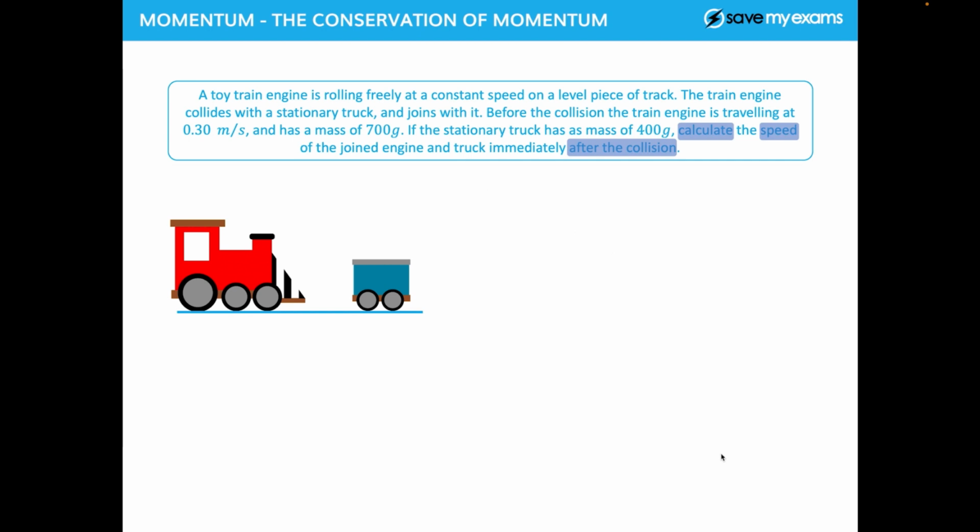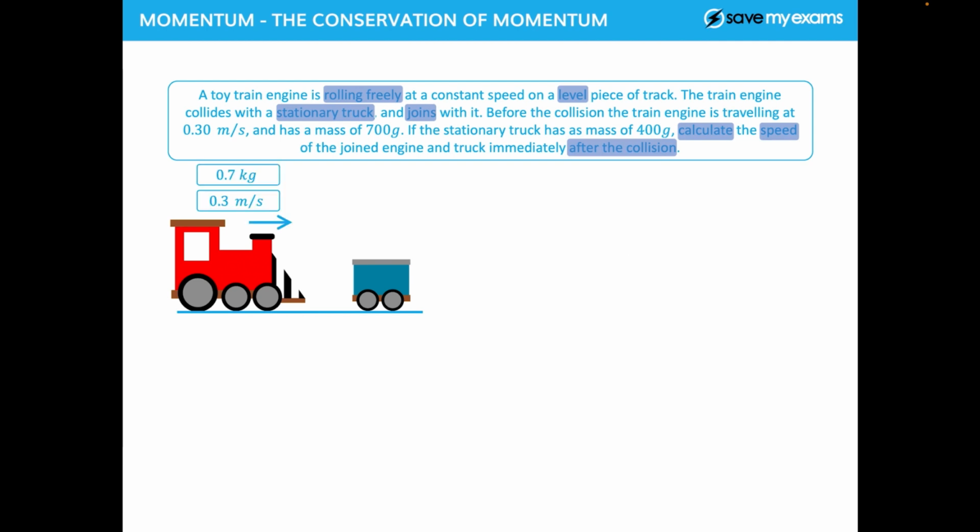But before we start that, let's have a look at some of the other important information in the question. It's rolling freely, so the train engine is rolling freely. In other words, there's no motor or engine driving it along. It just has its own momentum. It's on a level piece of track, so once again, there are no other forces at play. The truck is stationary, so the truck is this little thing over here. That has no velocity before the collision.